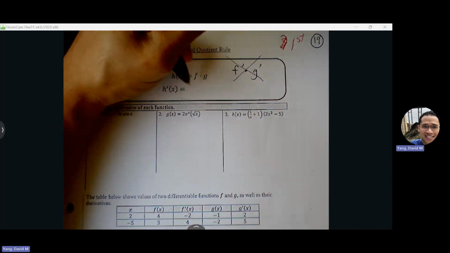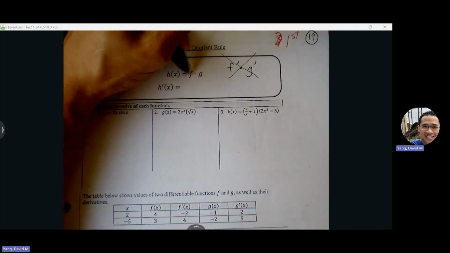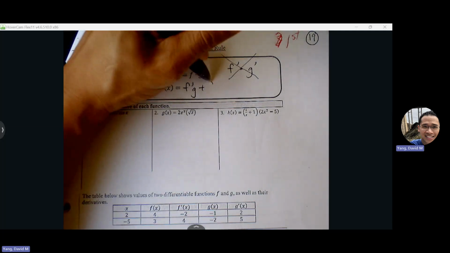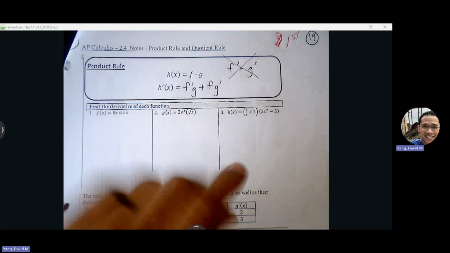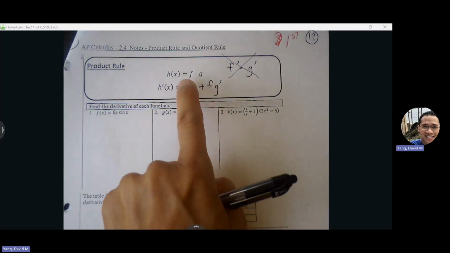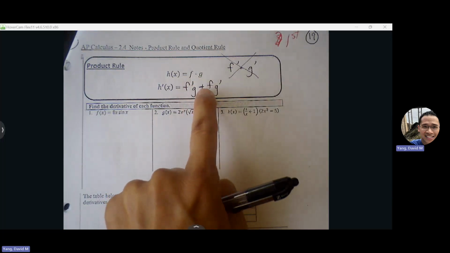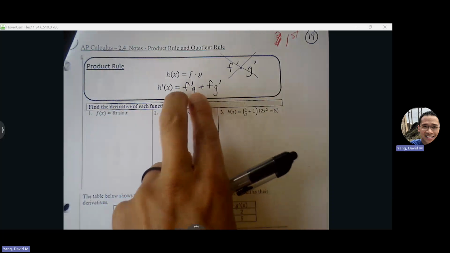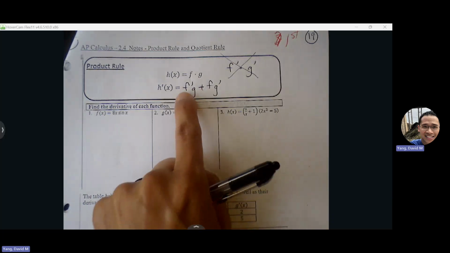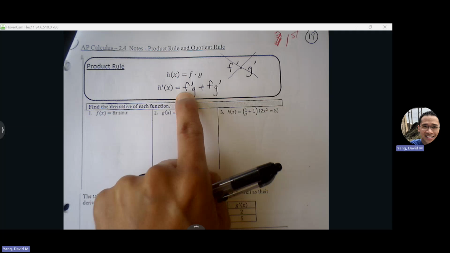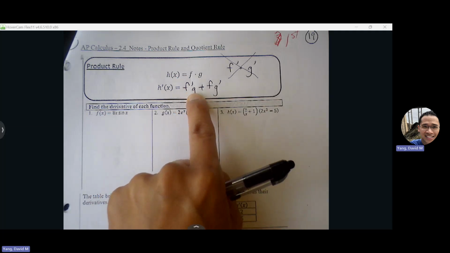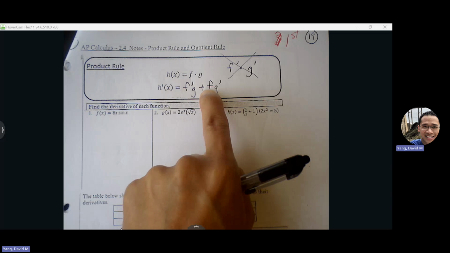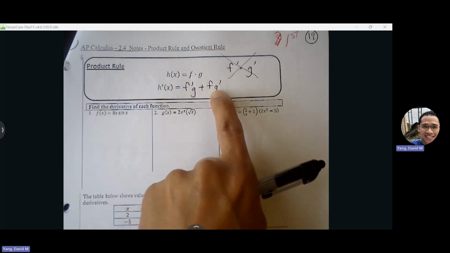So here's the relationship. If I want to find the derivative involving f times g, it's going to be f prime g plus f g prime. So we're basically taking the derivative of f and g and multiplying it with different variations of the other function. So it's going to be the derivative of the first function times the original second function, plus the original first function times the derivative of the second function.